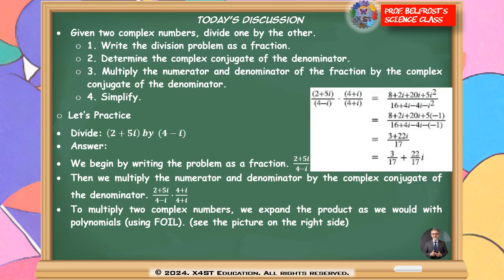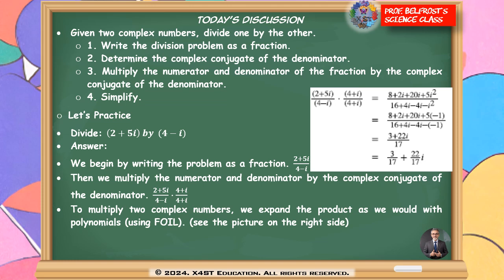Given two complex numbers, we can divide by following these 4 steps. I want you to memorize it or take a screenshot. For example, we need to divide 2 plus 5i by 4 minus i. How to do it? Easy. First, we find the complex conjugate of the number 4 minus i. The complex conjugate of 4 minus i is 4 plus i.